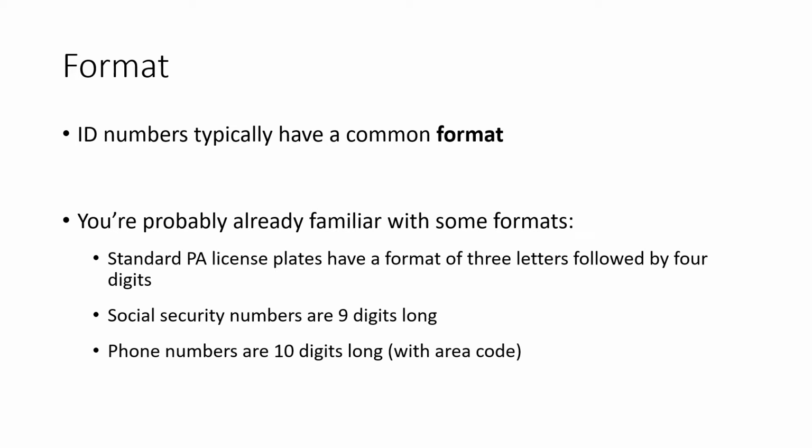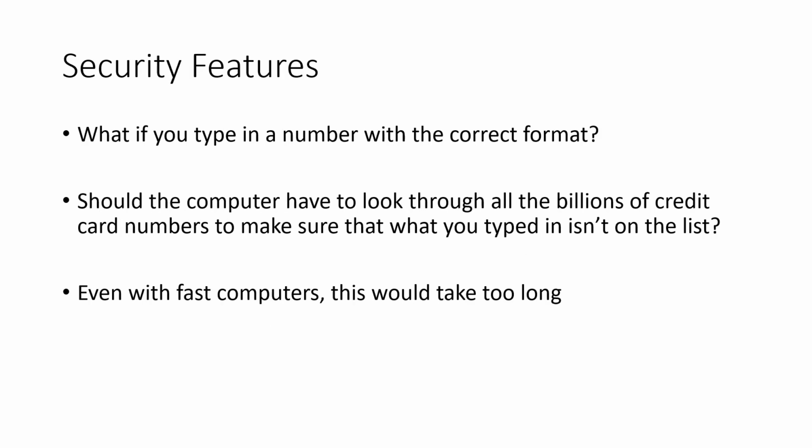So a credit card number has a format that is 16 numerical digits long. And you might be familiar with some other formats. Pennsylvania license plates have a format of 3 letters followed by 4 digits, generally. Social security numbers are 9 digits long. Phone numbers are 10 digits long if you include the area code. So these are formats where if you have a number that doesn't follow that format, you immediately know that it cannot be the correct number for that object.